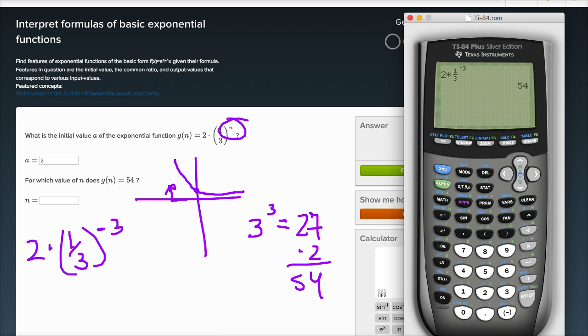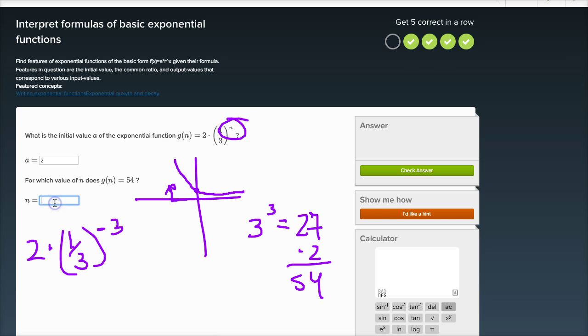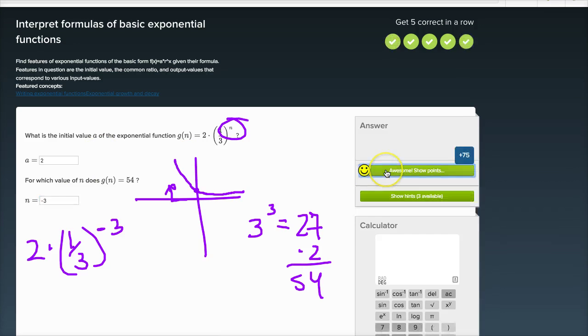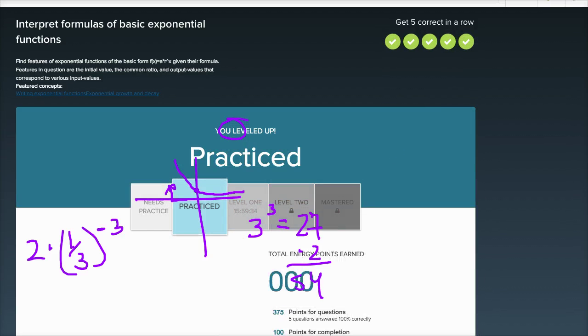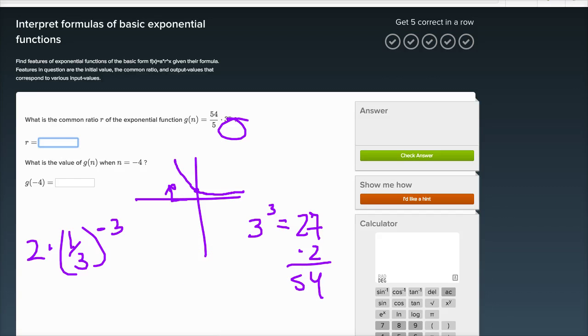There it is. So all I'm going to do is go in and type in negative 3 and get it correct. And this will say I'm finished. I'm going to try to do one more, just to see if there's any more that aren't a different style.